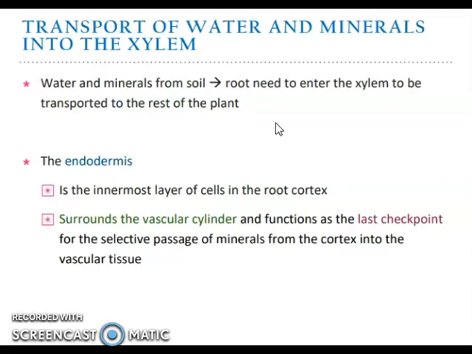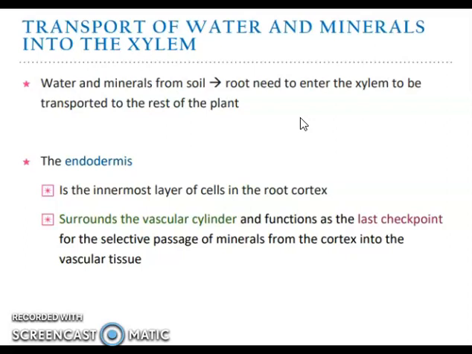Now we want to discuss the third, the last mechanism of the second level, the process of transportation of water molecules and minerals inside the plant tissue: transportation of water and mineral into the xylem. Water and mineral from the soil to the root need to enter the xylem to be transported to the rest of the plant.